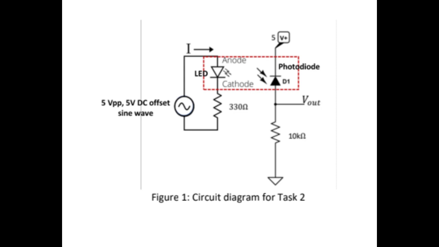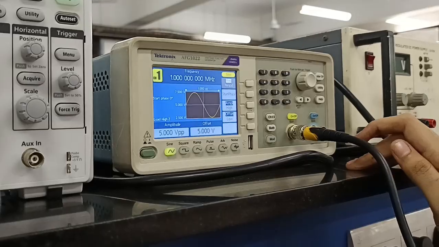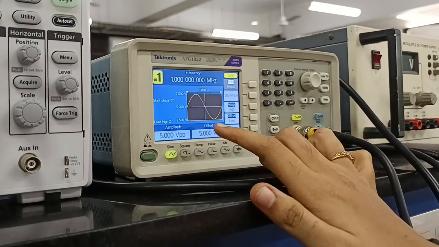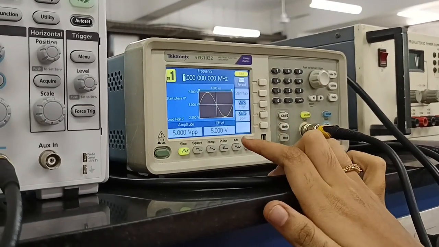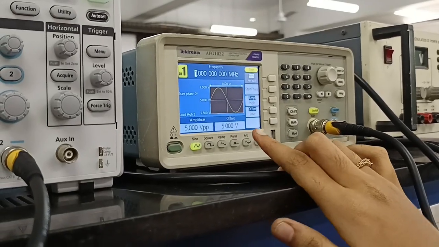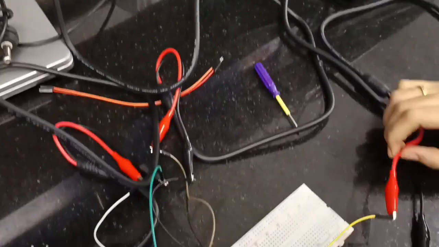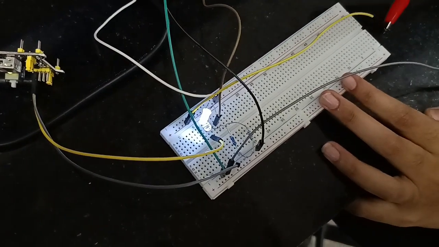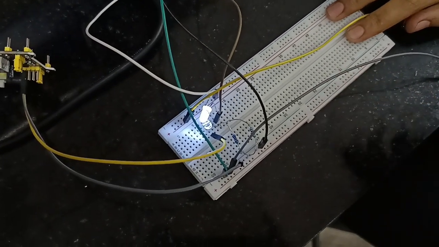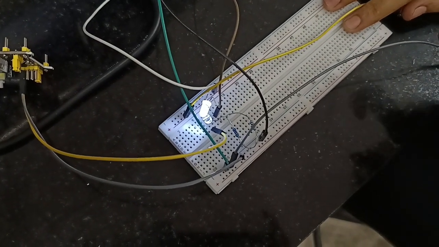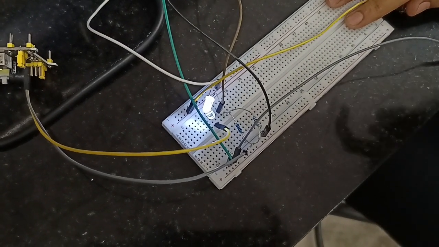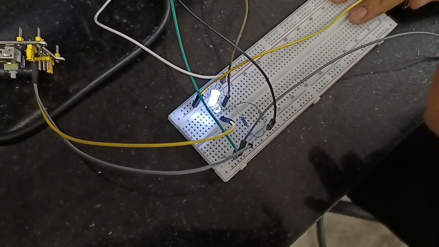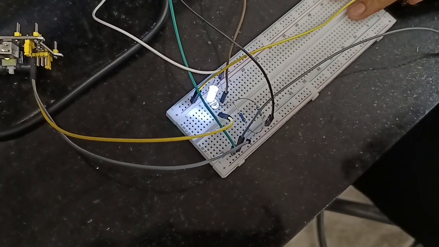Now let's go through the procedure. So this is the input. We'll take a 5 volt peak to peak and 5 volt DC sine wave, and we'll connect the input to the breadboard, the positive terminal and the negative terminal. Then the positive terminal of the input is connected to the LED and the negative terminal of the LED is connected to the 330 ohm resistor.